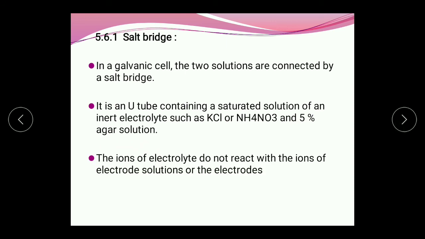That means you have to take any salt, generally a strong electrolyte is used. This salt is taken in the solution form and the solution is made up in 5% agar. Agar is a kind of gel or it is a powder. When it is dissolved in water, it gets converted into jelly material. And this salt solution is taken in that agar medium.